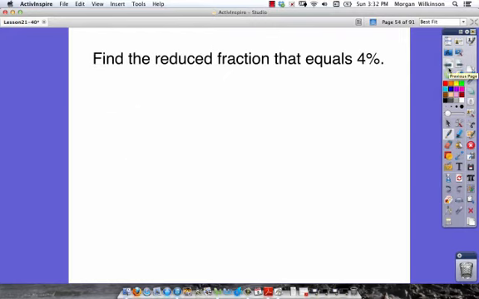We want to find the reduced fraction that equals 4%. So, what does percent mean? Percent means out of 100. So, we're going to get 4 out of 100, or 4 over 100. So if we look at this, 4 out of 100, and we have to find the reduced fraction that's the same as this, well, these are both even. Let's cut them in half.